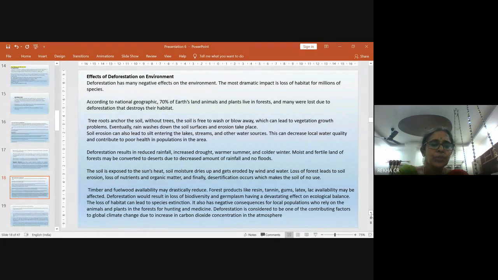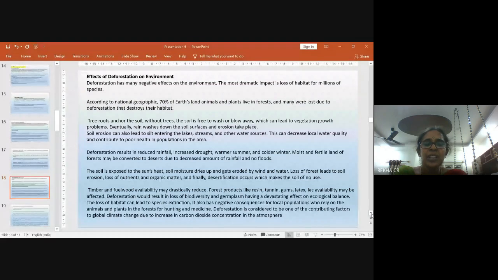See, the roots of the trees which are growing in the forest get attached to the soil. So if the soil is without trees, the soil is free to wash or blown away, which we call soil erosion. Removal of the top layer of soil is called soil erosion. It is either by wind or water. And once the trees are removed, the top soil, the fertile soil is washed off, which can lead to vegetation growth problems.